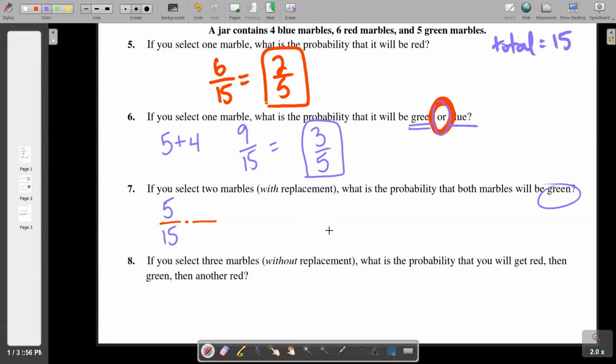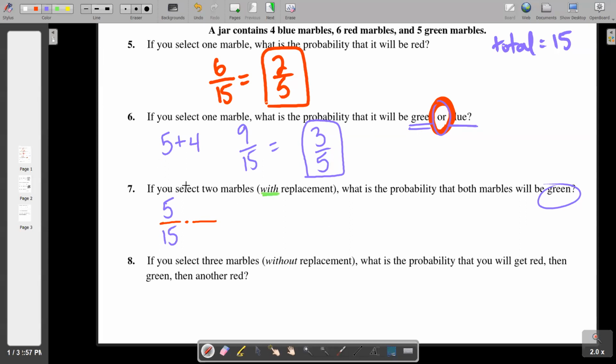Share screen. Good. So there are 5 out of 15. Now, the thing is, this word right here is critically important. It says with replacement. That means that you get what you wanted, you get the green, but you put it right back in. So what's the probability that the next marble will also be green?